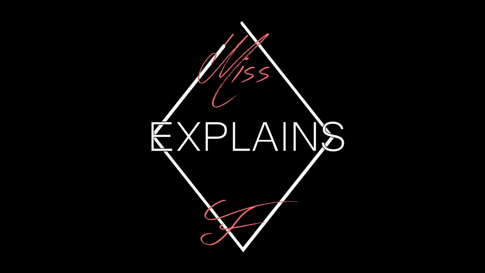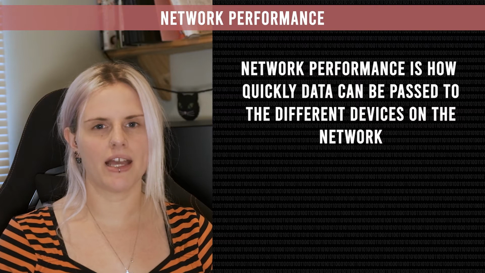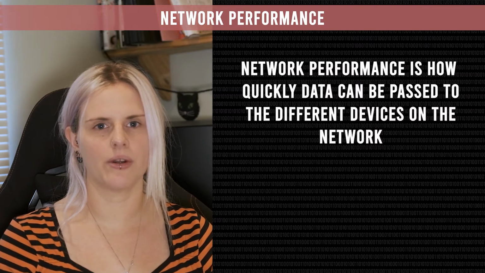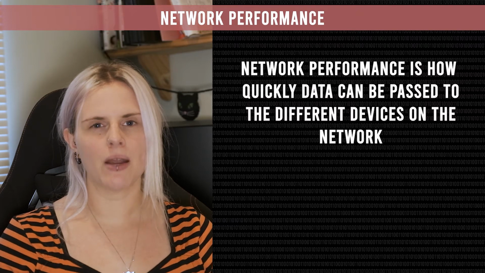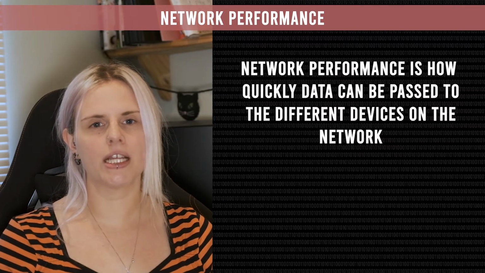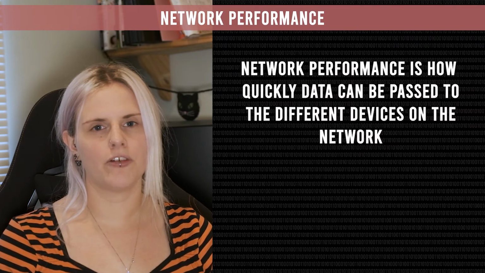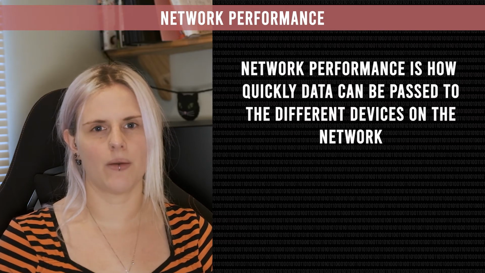Going to go over the different things that affect performance of a network. Network performance is how quickly data can be passed to the different devices connected to the network. The performance of a network won't always be good, so some networks perform very slowly and some networks perform very quickly. It's ideal that your network performs quickly enough for the tasks that need to be performed on the network, but there are different factors that affect how quickly the network will run.